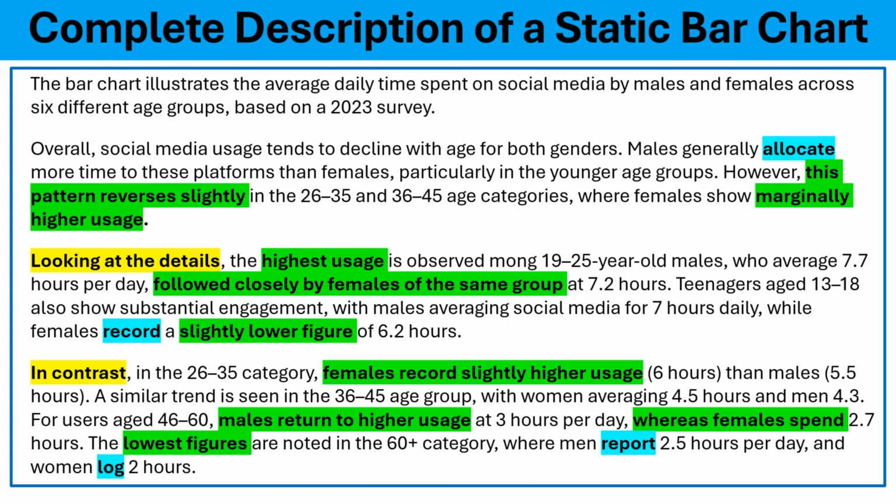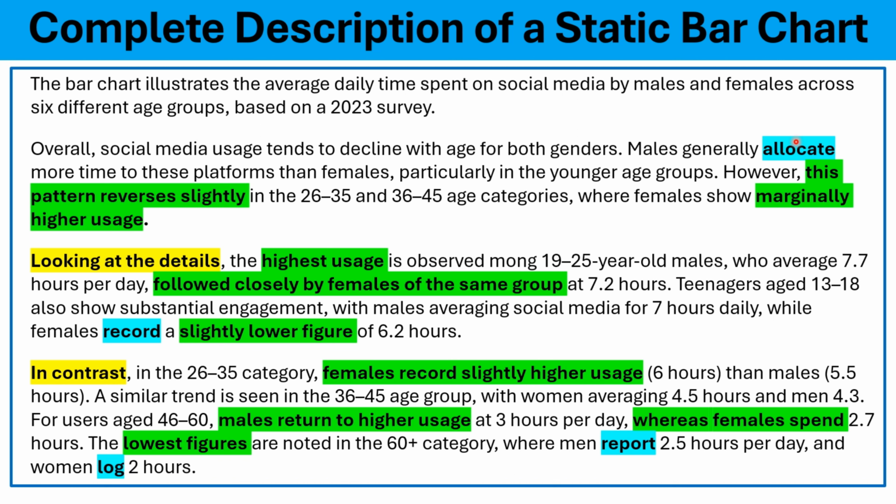Now let's look at the description with color coding applied to different language features. Yellow shows signposting or transition phrases that guide the reader. For example, phrases like looking at the details or in contrast show where a new idea or comparison is introduced. Green highlights comparison and contrast language. These expressions show how things are similar or different, such as marginally higher usage, highest usage, or slightly lower figure.